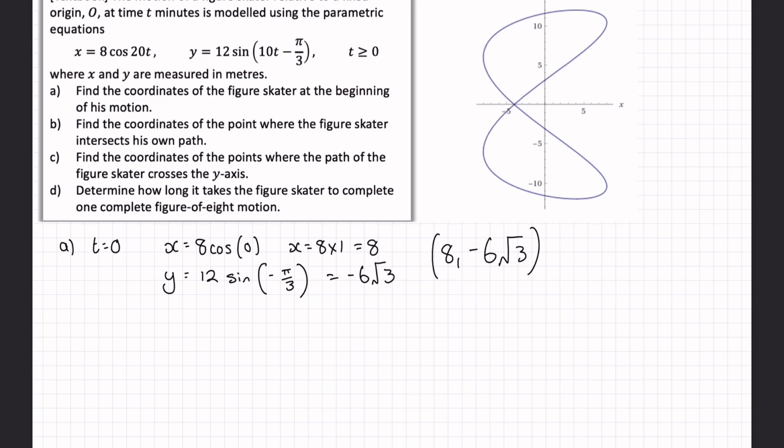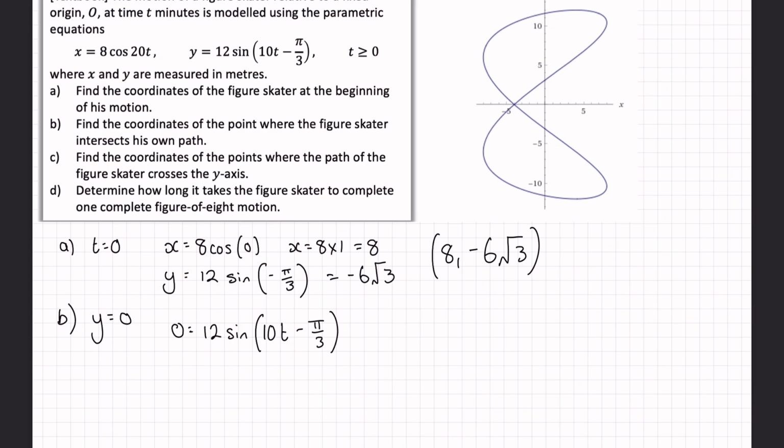Okay, question part B. Find the coordinates of the point where the figure skater intersects its own path. So I can see that here. It's going to intersect its own path when y equals 0. So we're looking at the equation 0 equals 12 sine 10t minus pi over 3.